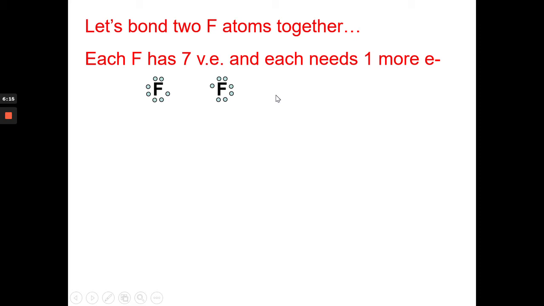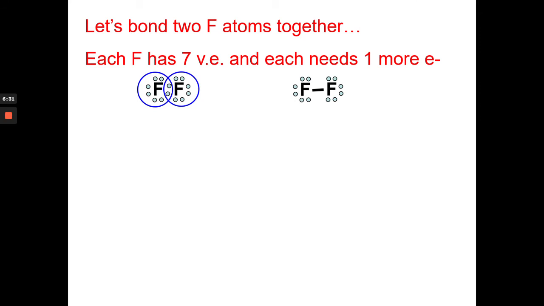So what they're going to do is share. And by sharing those 2 electrons right in the center, the guy on the left feels 8, the guy on the right feels 8, and those 2 electrons in the center, that's the chemical bond. And so we can draw it out like this.